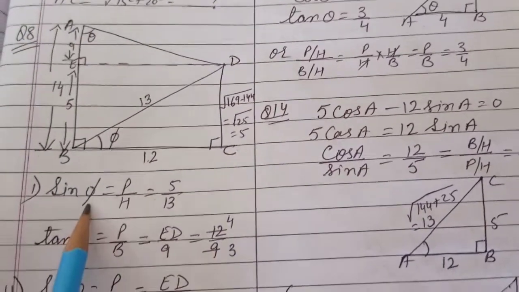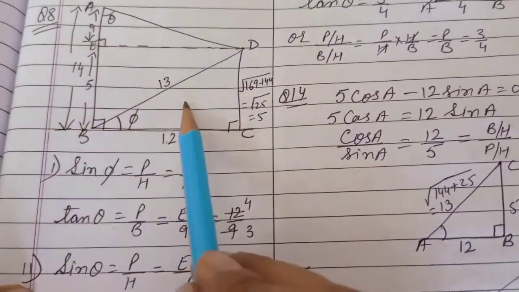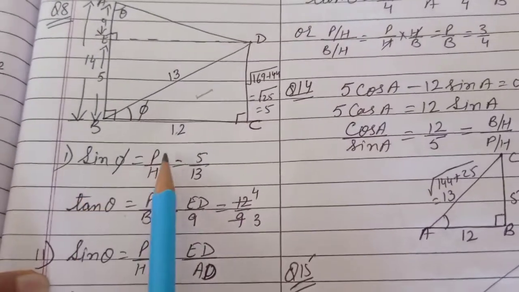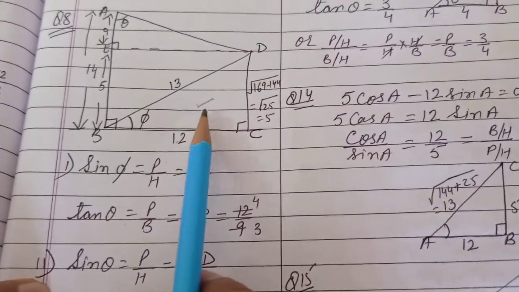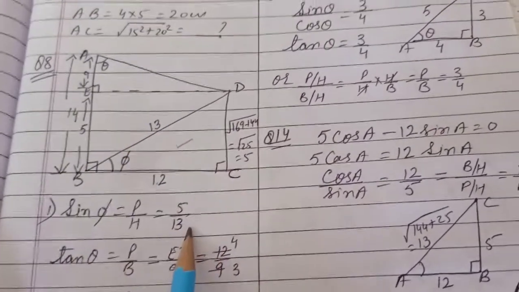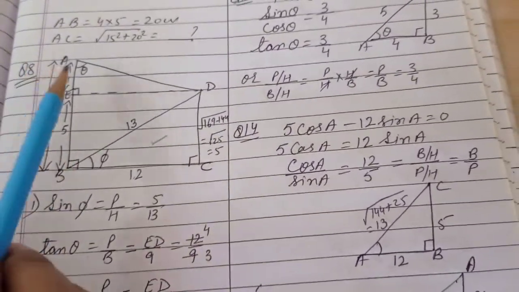Now we have to find sine phi, this angle. So we need to use this triangle. Sine is equal to P over H. What is the perpendicular of this triangle? 5, hypotenuse 13.